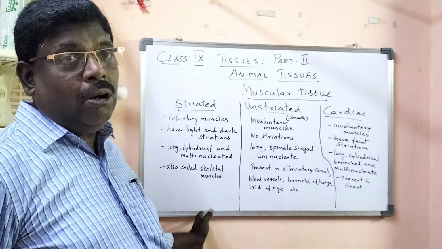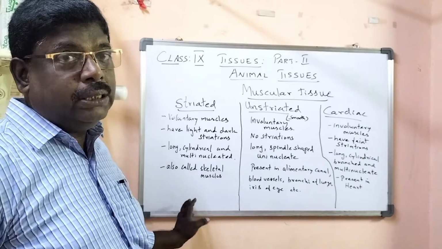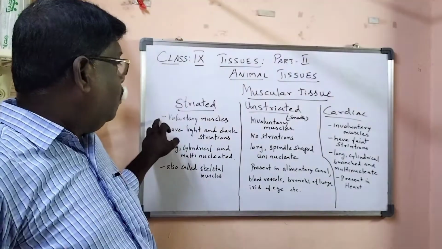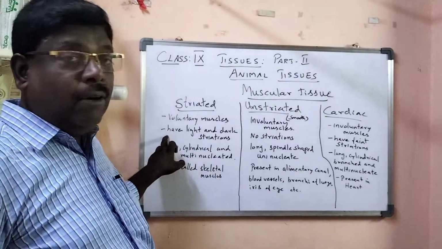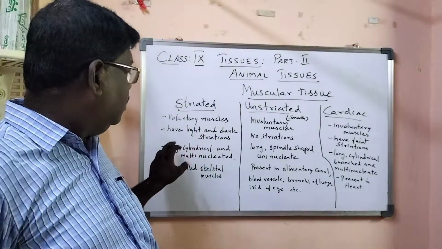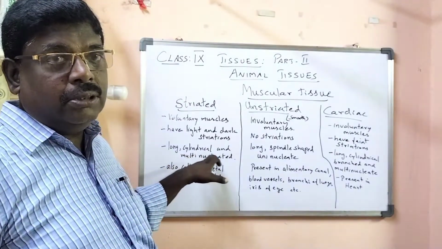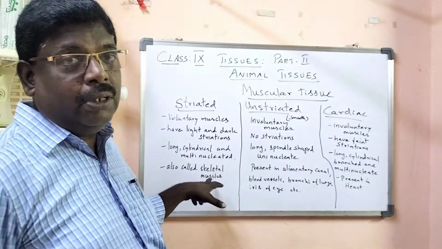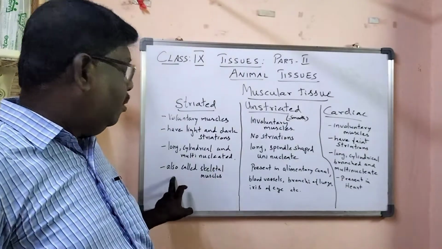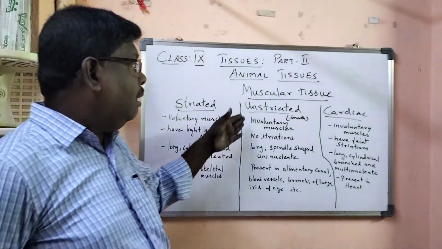They help in all sorts of voluntary actions. They are attached to the bones, so they are called skeletal muscles. Voluntary, have light and dark striations. Striations means lines. Size is long. Shape is cylindrical. About nucleus, many. Also called skeletal muscles because they are attached with bones.